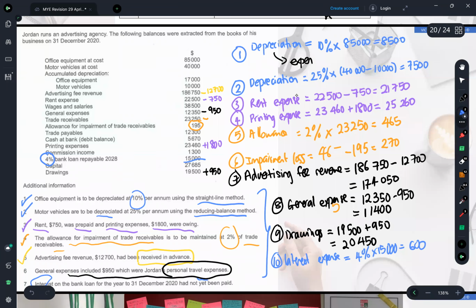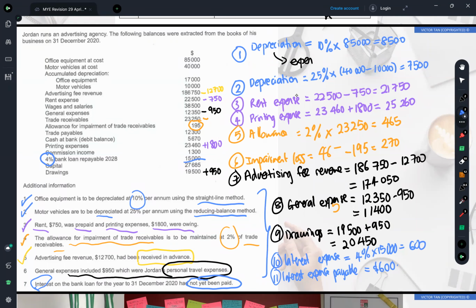Then down here they say not been paid. It means we haven't paid yet. We haven't paid is a payable. So there's one more, interest expense payable, which is $600. So this is a liability. You owe people money, you need to pay them money. Correct? You owe the bank money, you need to pay the bank money.